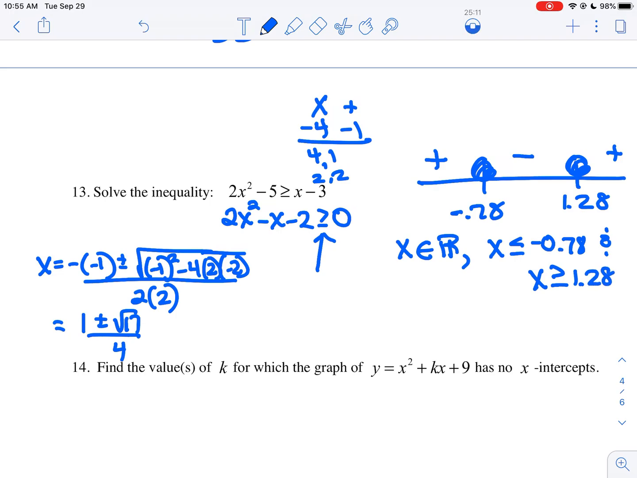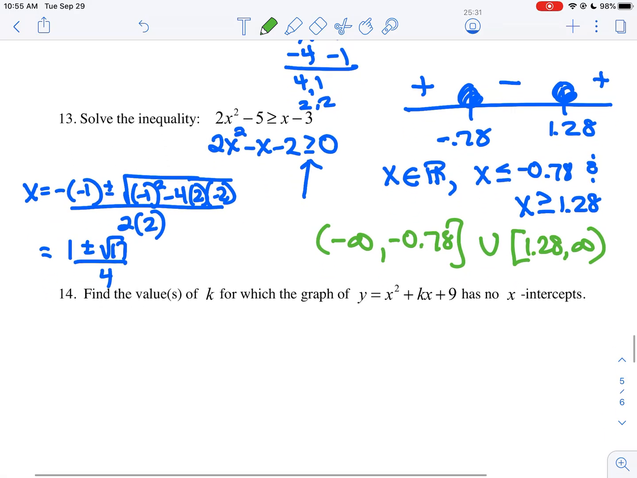In interval notation, which I don't think they're going to mark it wrong, we would say negative infinity to negative 0.78 union, whoops, sorry, I meant to make that a bracket. Sorry, I caught it. 1.28 to infinity, okay?